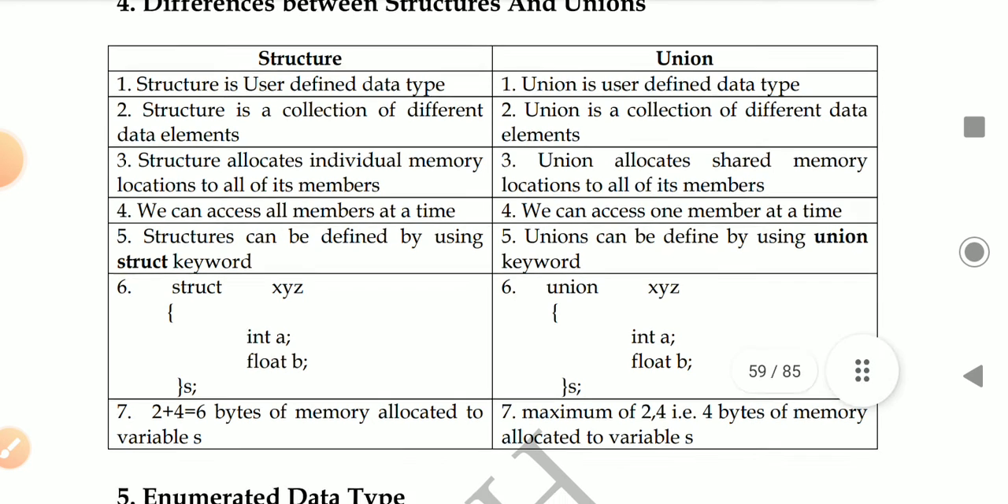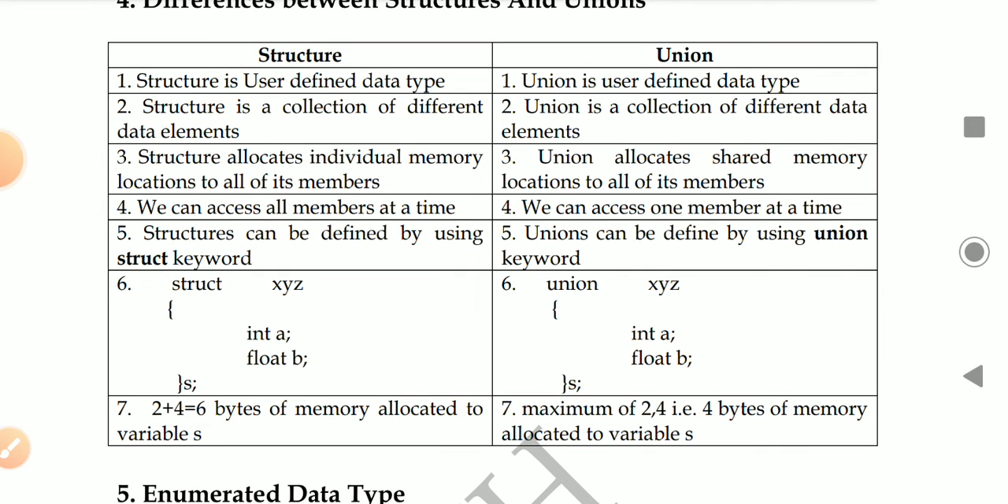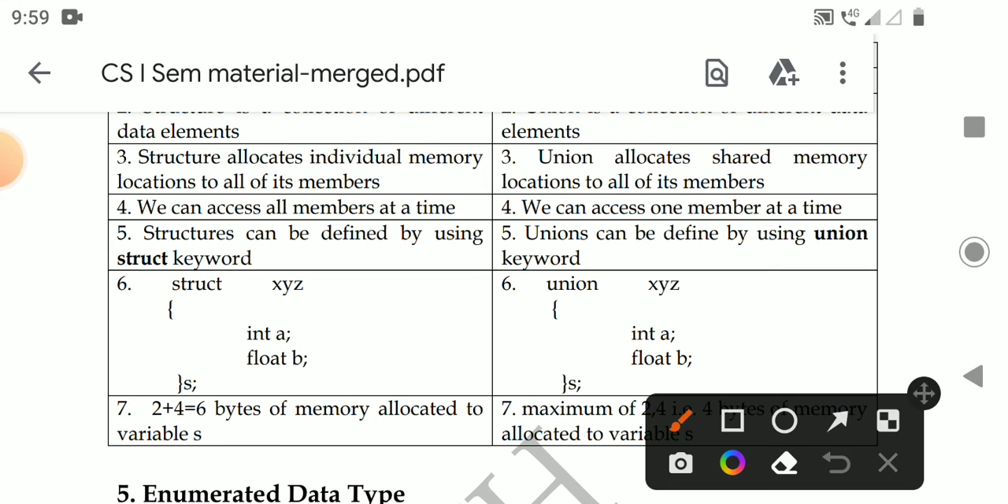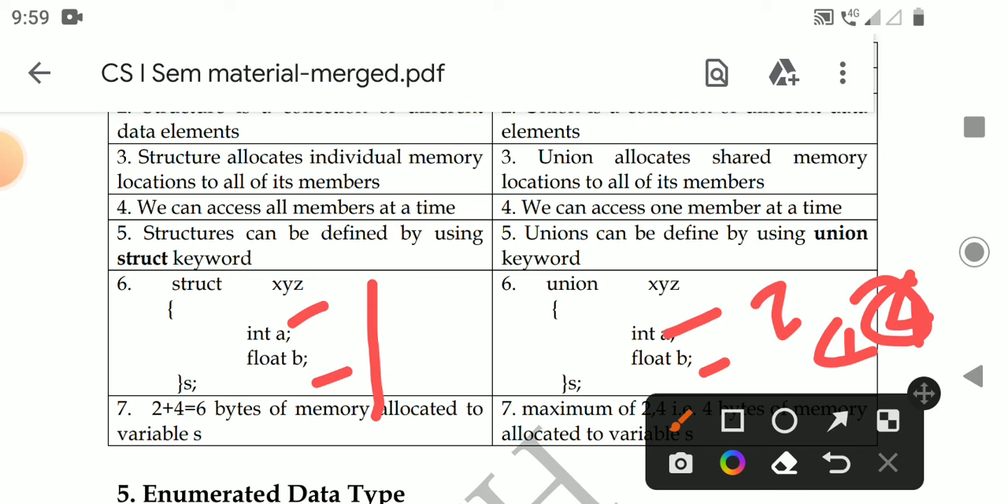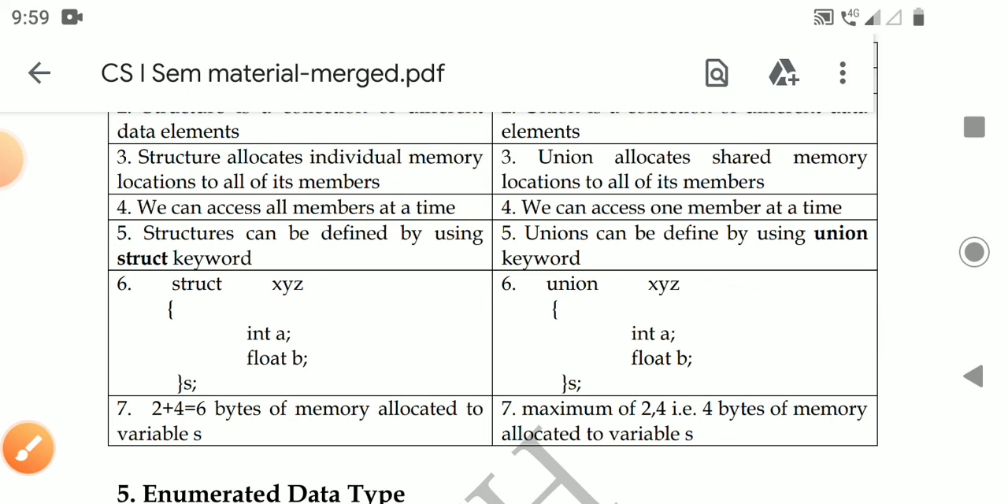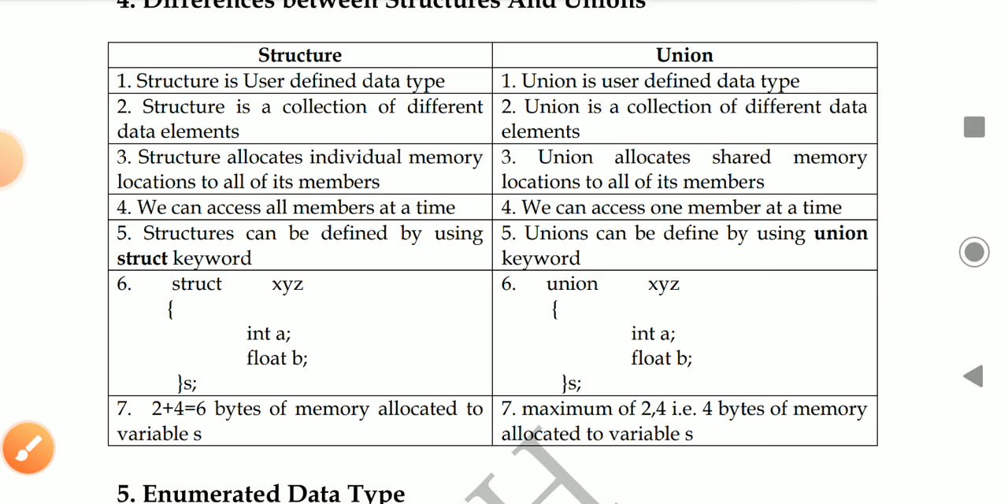But what is the difference? In the structure, it will allocate an individual memory location to all its members. For example, in the structure xyz, the a variable gets separate memory and the b variable gets separate memory. Coming to the union, a takes 2 bytes and b takes 4 bytes, so in total only 4 bytes of shared memory is allocated in the union. The difference is that a structure allocates an individual memory location to all its members, while a union allocates shared memory to all the members.